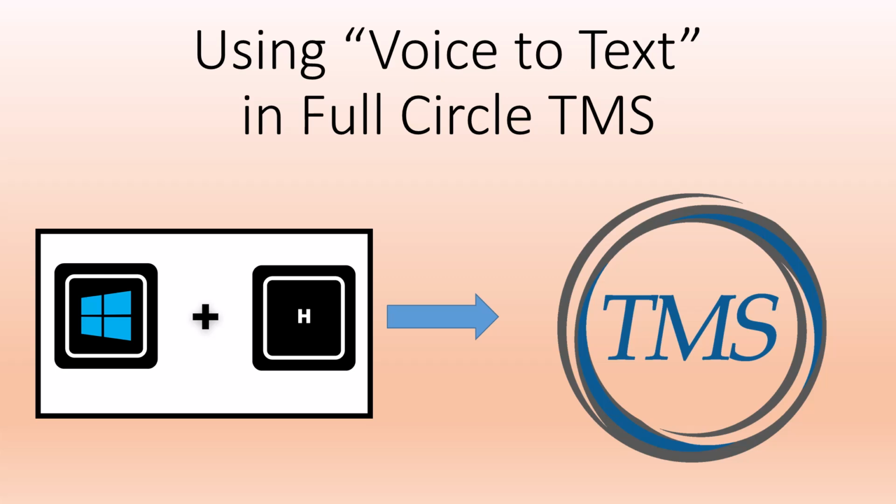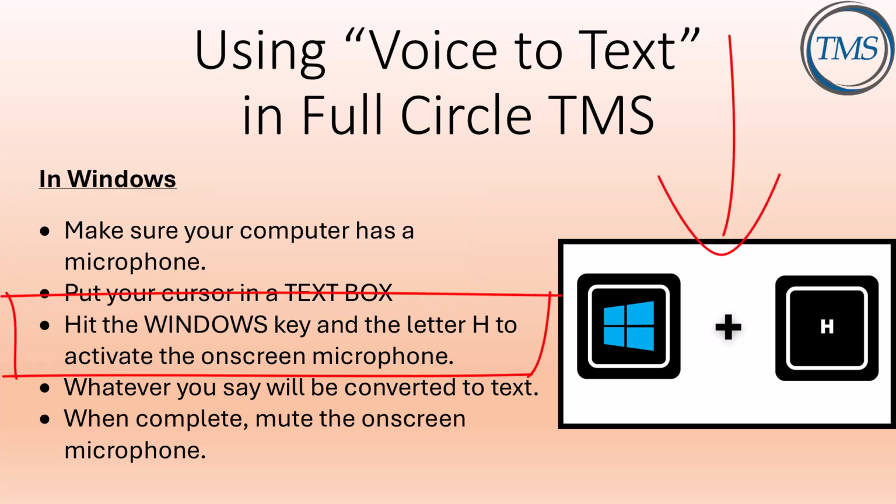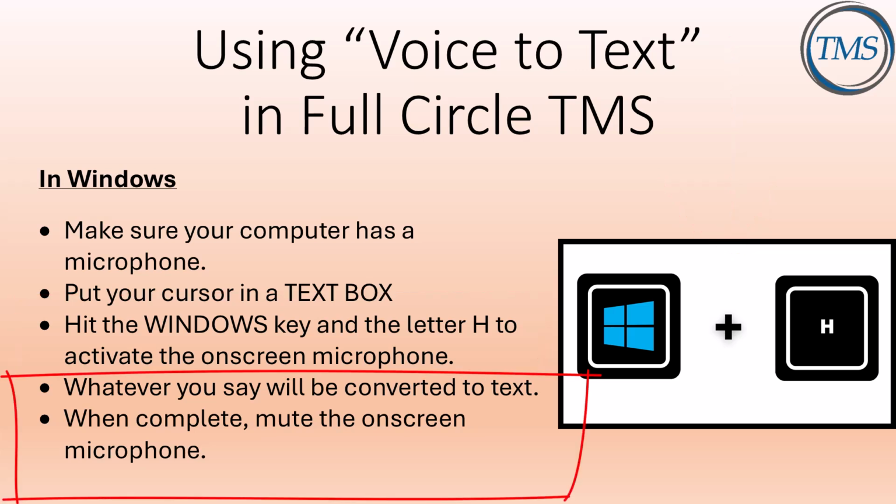I'm going to show you how easy it is to use voice to text on a Windows computer and Full Circle TMS. Make sure your computer has a microphone and put your cursor in a text box. Hit the Windows key and the letter H to activate the on-screen microphone. Whatever you say will be converted to text. When complete, mute the on-screen microphone.